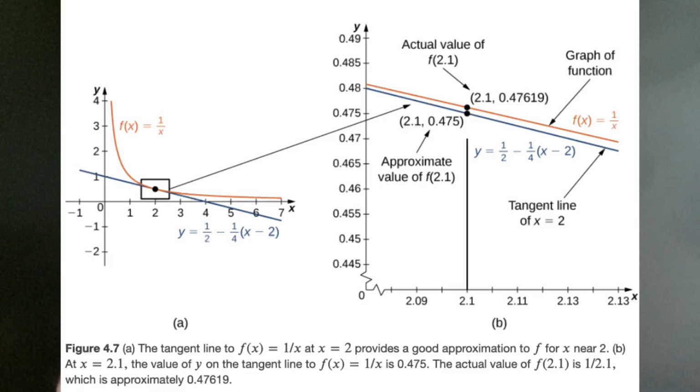In fact, if you take your graphing calculator or any sort of graphing program and you zoom in at a particular point, if you zoom in enough, you'll actually see a line there. And so what we're saying here is that the tangent line is the best linear approximation to the function. It's the best way to approximate the function using a line.